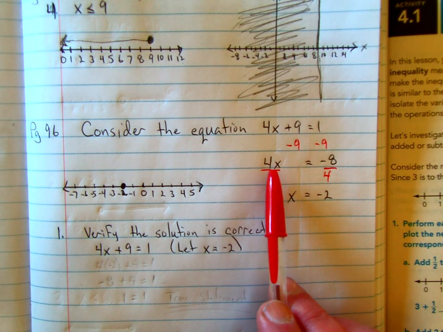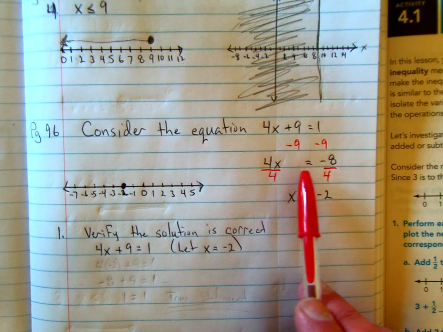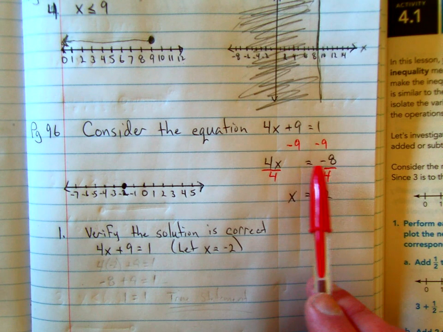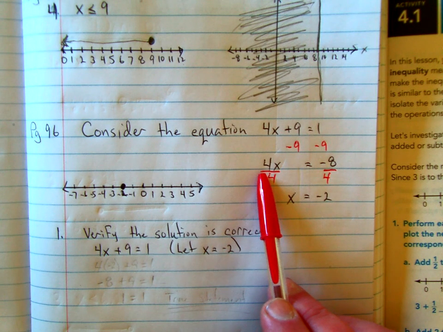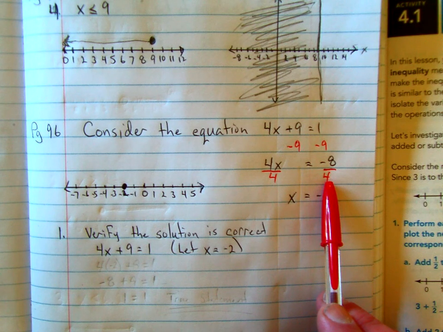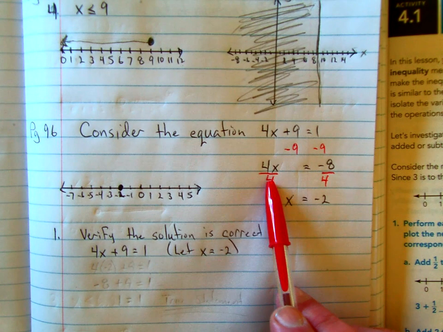4 times my unknown is -8. Well, my unknown's being multiplied by a 4. How do you undo multiply? With division. Divide both sides by a 4. 4 divided by 4 is 1. So I have 1x.